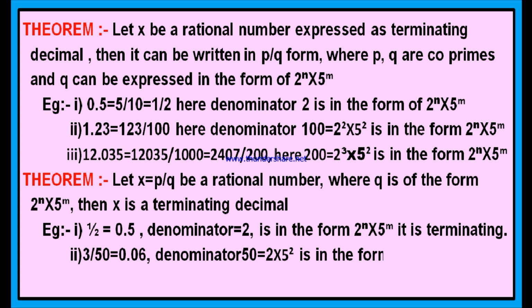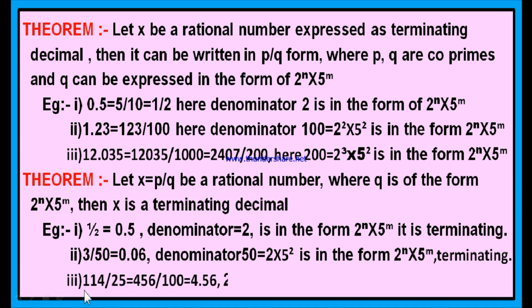Look at example 2. 3 divided by 50. Here the denominator is 50. Let us observe whether 50 is in the form of 2 power n into 5 power m or not. 50 can be written as 2 into 25, that is 2 into 5 square. This denominator is in the form of 2 power n into 5 power m. Now let us convert this into a decimal number. If we divide 3 by 50, we will get 0.06. Is it terminating? Yes, it ends there, therefore it is a terminating decimal. If we are given a fraction whose denominator is in the form of 2 power n into 5 power m and convert it into a decimal number, we will get a terminating decimal.